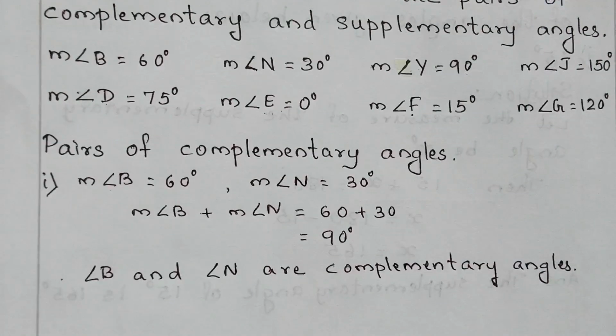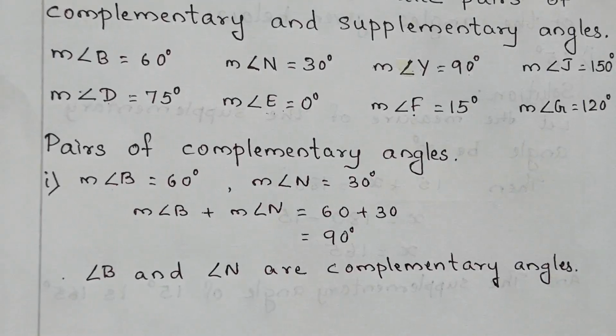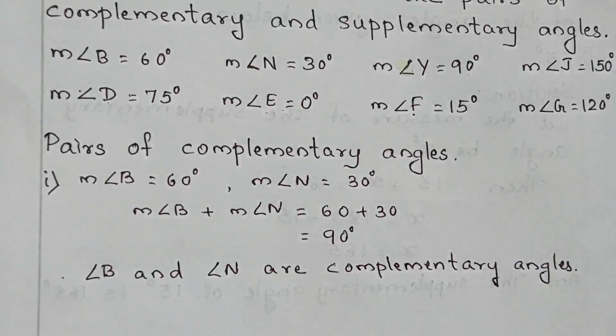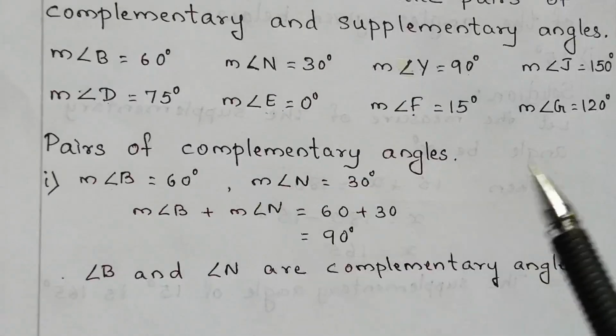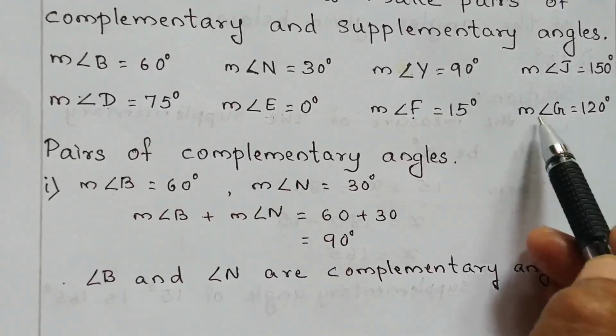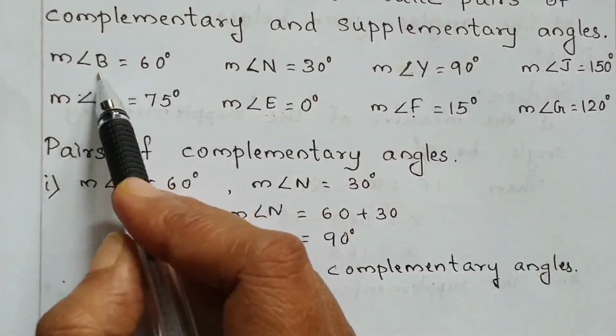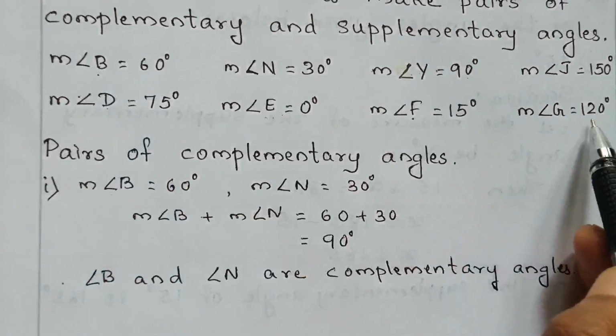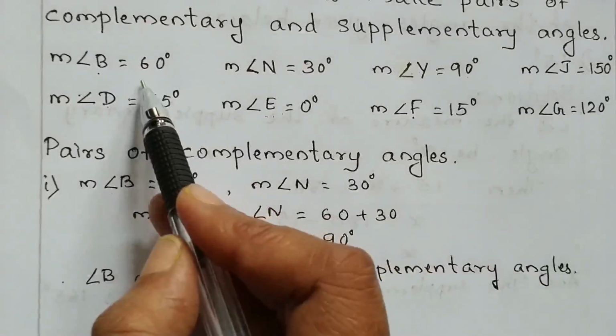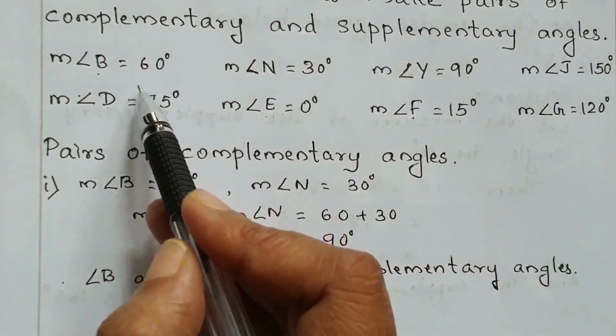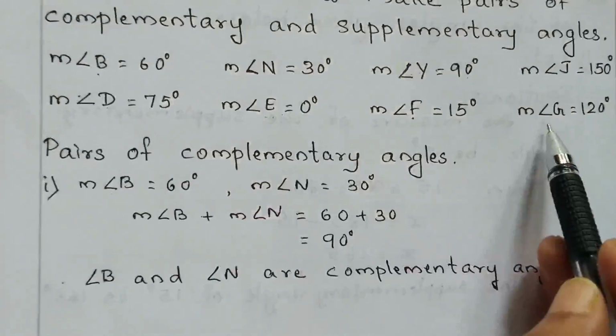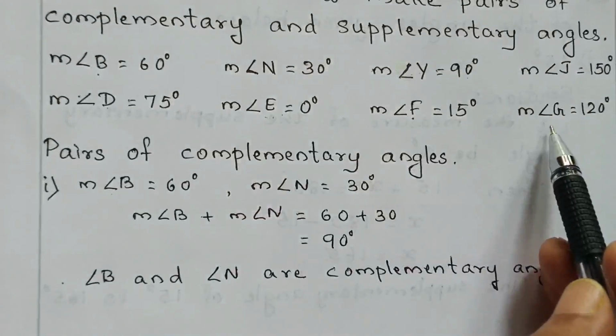Now let us see pairs of supplementary angles. Supplementary angles, the sum of their measures is 180 degree. So let's take one example. Here measure angle B is 60 degree and measure angle G is 120 degree. How much is the total? 120 plus 60 gives you 180. So this forms a supplementary pair.